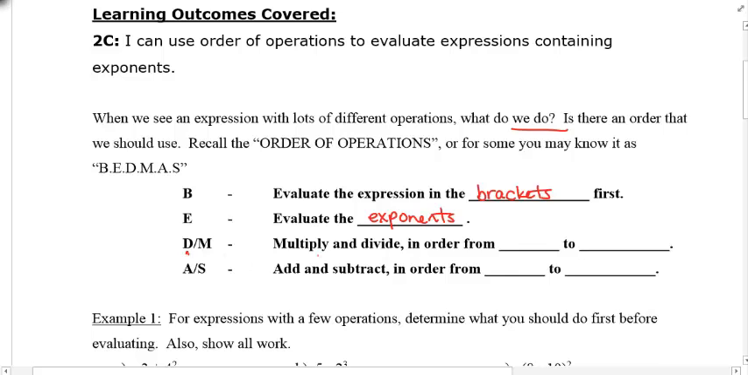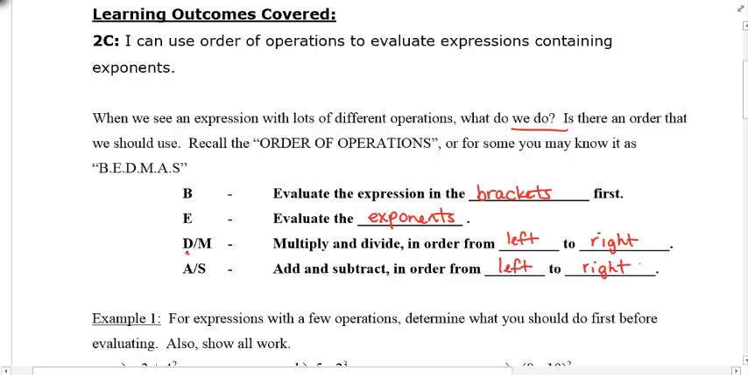No, it actually doesn't. Multiplying and dividing are at the same level. So you do the brackets first, then exponents, and then whatever you see first in the order from left to right, you do the division or multiplication. Okay? Whichever comes first, from left to right. And then finally, the same thing with adding and subtracting. It's whatever comes first from left to right.